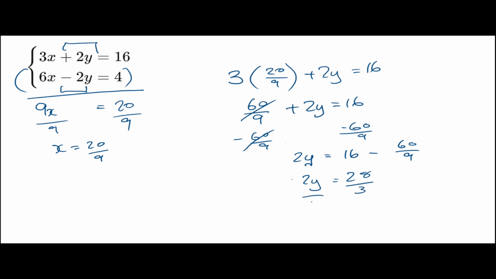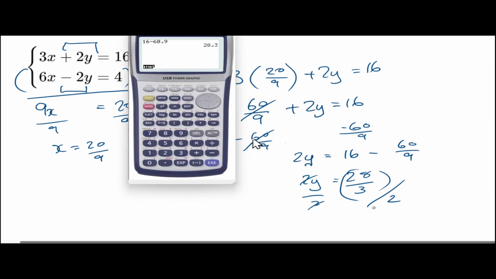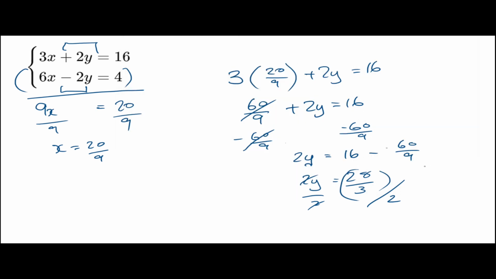And then I'm going to divide both sides by 2 again. So all of that divided by 2, and I think it's going to be 14 over 3, isn't it? Divided by 2 is 14 over 3. So y is 14 over 3, and there's our final answer.